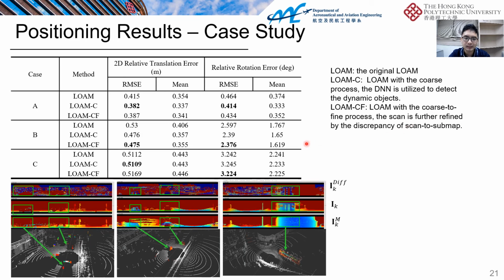We also have some case studies for the three cases we mentioned previously, in the epochs around 220, 320, and around 14. We also conduct a Coarse-to-Fine process, further refined by the discrepancy of the scan to submap, also the initial guess. You can see in case 1, LON-C is better. In case 2, LON-CFA is better, and overall the percentage result is much better than the original LON.